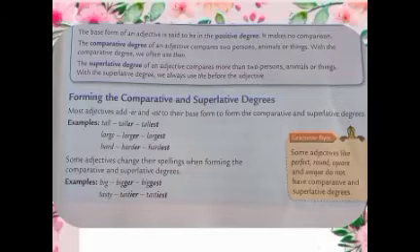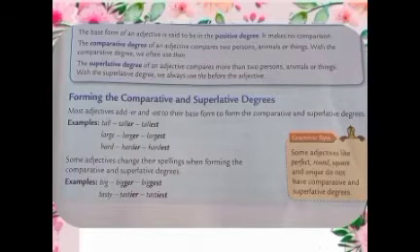Normally we get the comparative and superlative degrees by adding er to the adjective to get the comparative, and est to the adjective to get the superlative degree. But some exceptions will always be there in English. Okay, we should remember them. We should keep them in our mind.